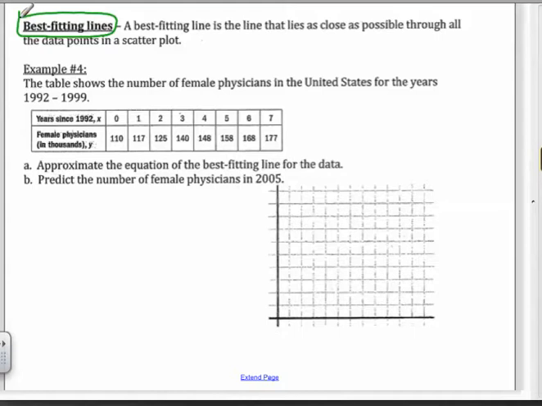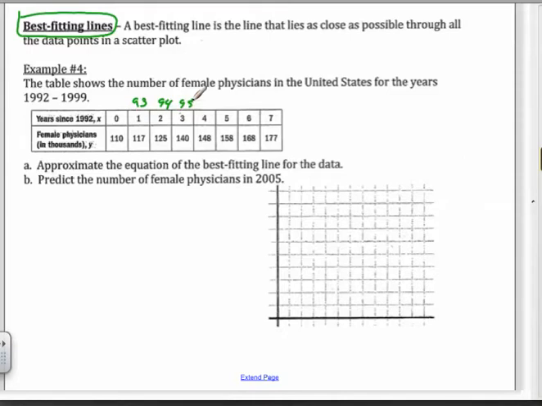It says the table shows the number of female physicians in the United States for the years 1992 through 1999. When we look at it, the years they have in the graph are years since 1992. So this would be 1992, that's 0 years. This would be 93, 94, 95. And then they have the number of female physicians in thousands.